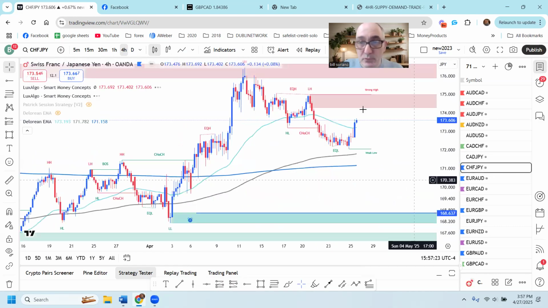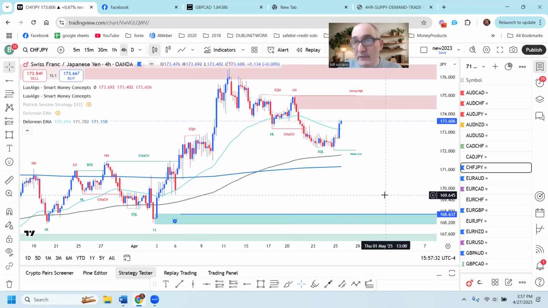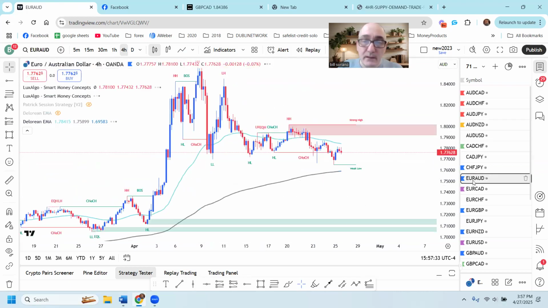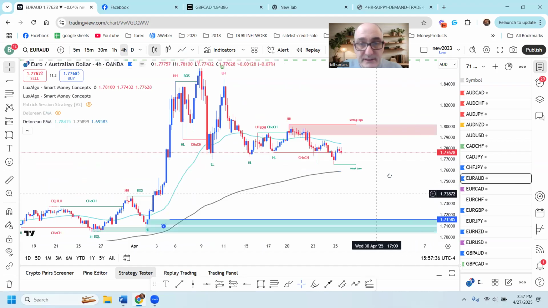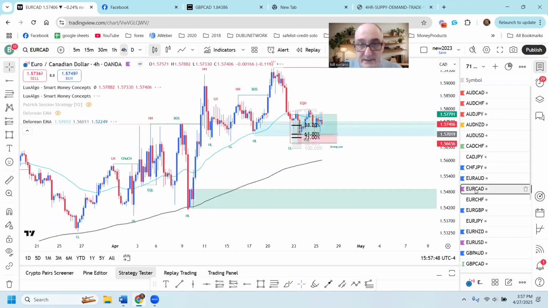CHF-JPY, this one is bullish. We're looking at this zone down here right now, although more than likely price drops below the 800 to get there. EUR-AUD, this one is bullish, right? Price is above the 800, 50 is above the 200, and the indicator is giving us this demand zone down here where we have our alert.